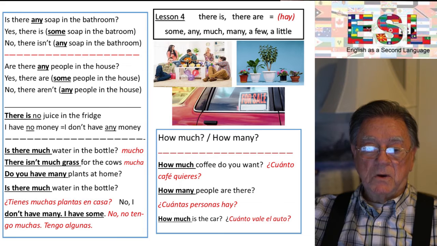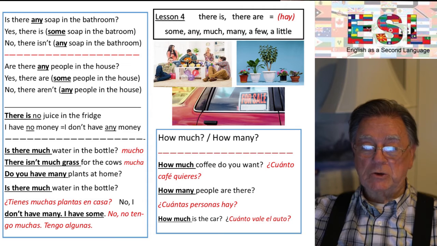And then you say, no, there aren't any. No, there aren't any people in the house. Nobody's in the house. There's no one in the house. Okay, there is no juice in the fridge.